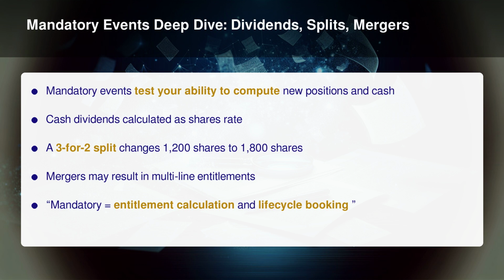You might receive $10 cash plus 0.25 shares of the acquirer per old share. To put this in perspective, if you own 40,000 shares, 0.25 shares per share creates 10,000 new shares. If you misapply the ratio, your reconciliation breaks immediately. Interview-ready phrasing: mandatory equals entitlement calculation and lifecycle booking.